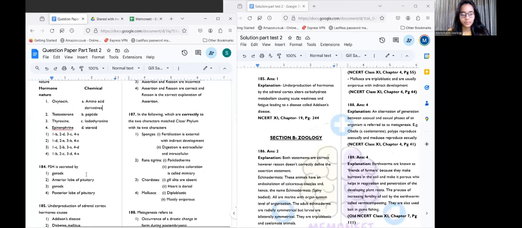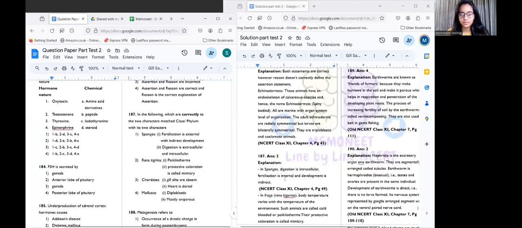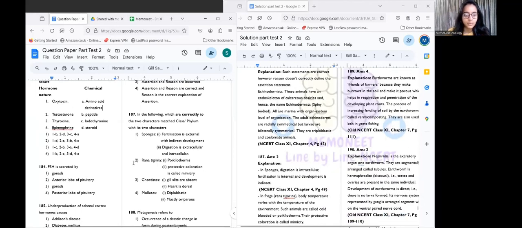Moving on to the 187th question, the answer is option number 2, which is Rana tigrina. We have to check which belongs to the correct class, phylum, and two of its characters. So Rana tigrina stands for what? Rana tigrina is a frog, right?